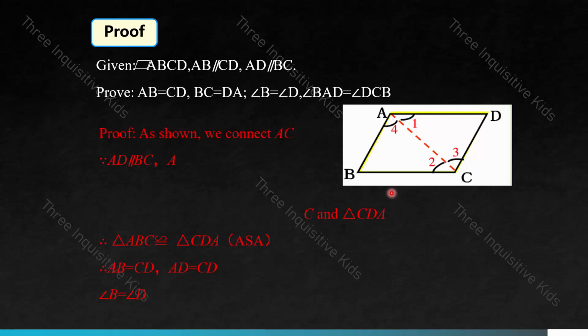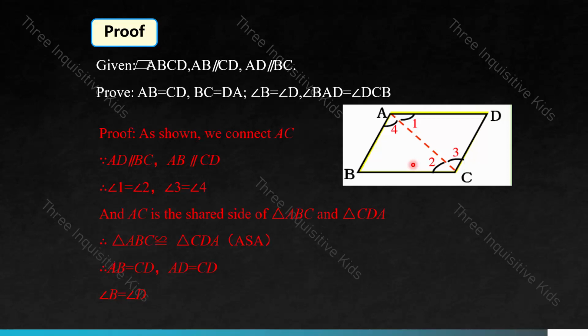Well, here is our proof. As shown, we can connect AC, forming a diagonal. Because AD is parallel to BC, angles 1 and 2 are equal, and so are angles 3 and 4. And since AC is the shared side of triangles ABC and CDA, we know that these two triangles ABC and CDA are congruent using the rule ASA, angle side angle.